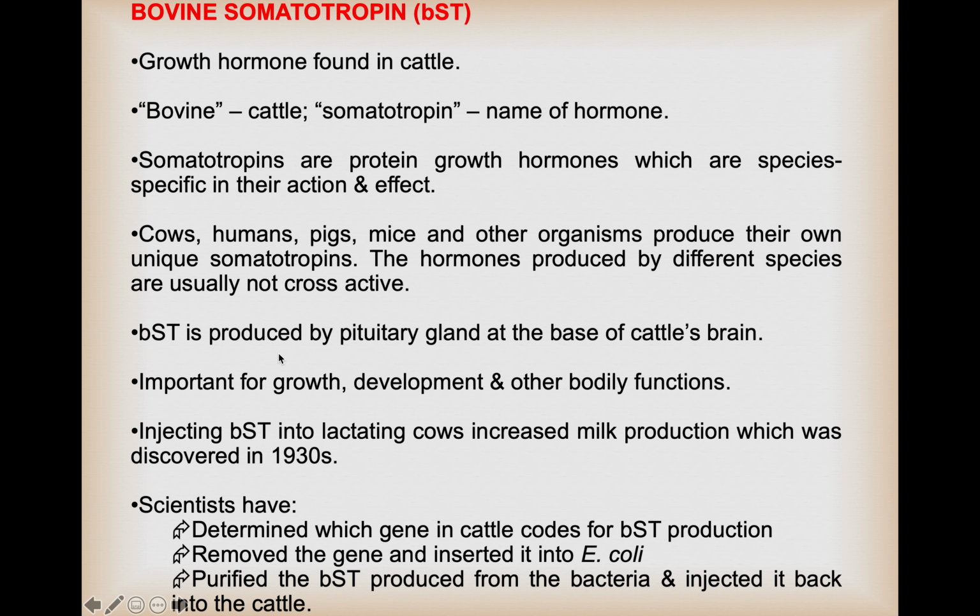So bST is produced by the pituitary gland at the base of the cattle's brain. The same goes for humans. It is important for growth, development, and other bodily functions, but usually it is a growth hormone.